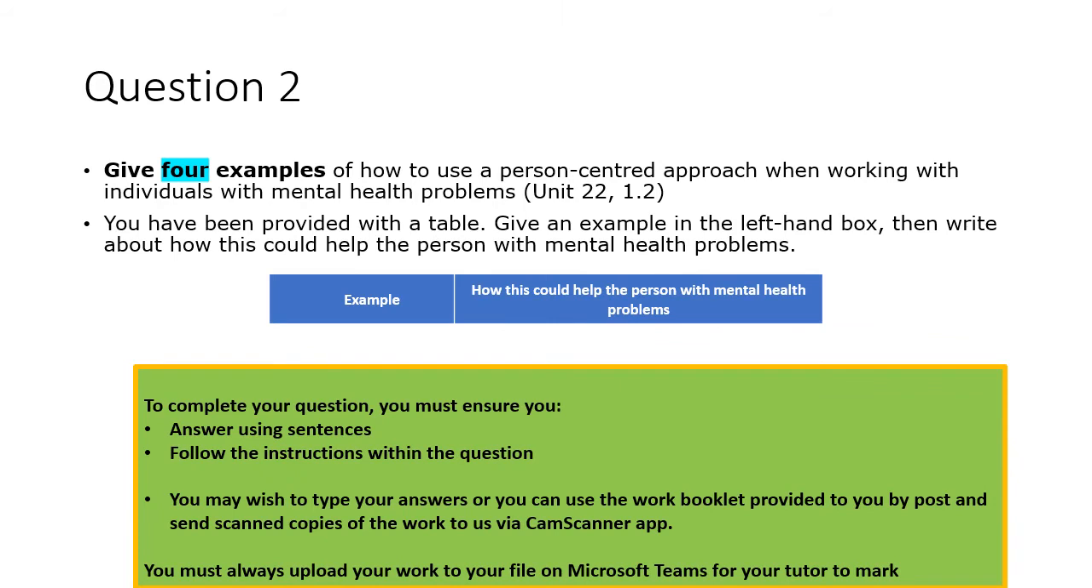And question number 2 is asking you to give 4 examples of how to use person-centred approach when working with individuals with mental health problems. You'll see in your workbook you've got a table that you've been provided with, and you will put the example in the left-hand side, and then on the right-hand side in the other boxes how this could help the person with the mental health problems. So remember, it's asking for 4 examples.